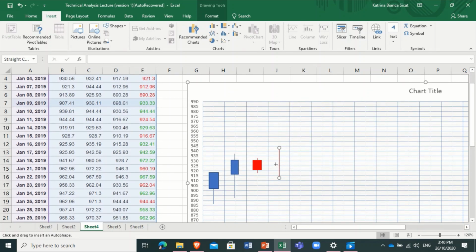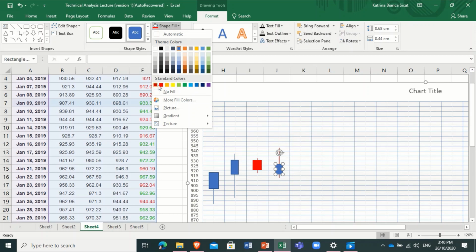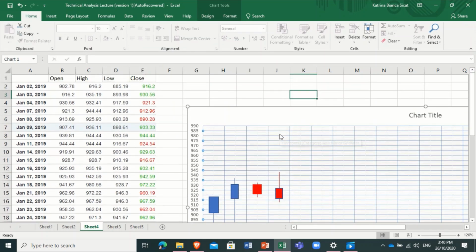921, 921, just above 920, and then 9112. Okay, just above 910. Okay. Shape fill is red. Alright, so that's it. That's how you do it.